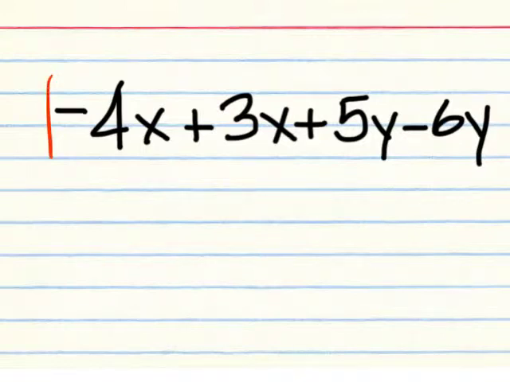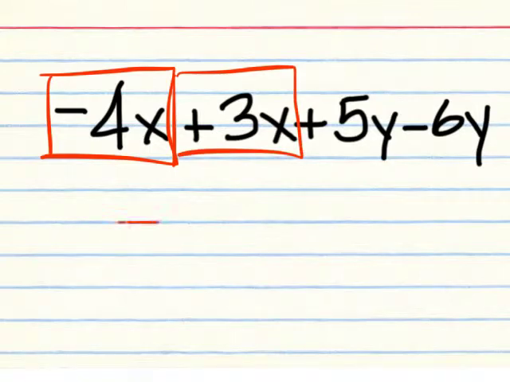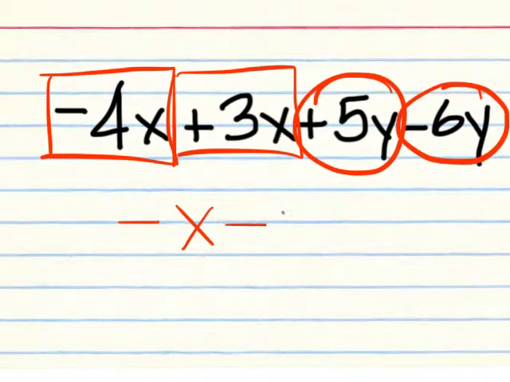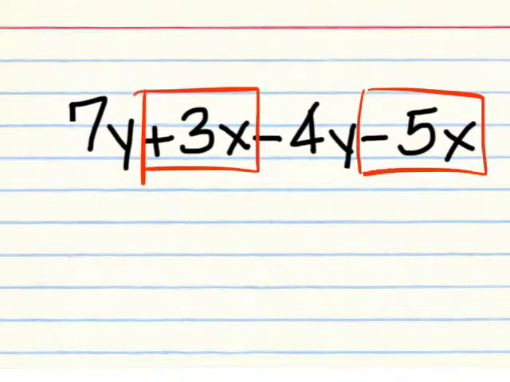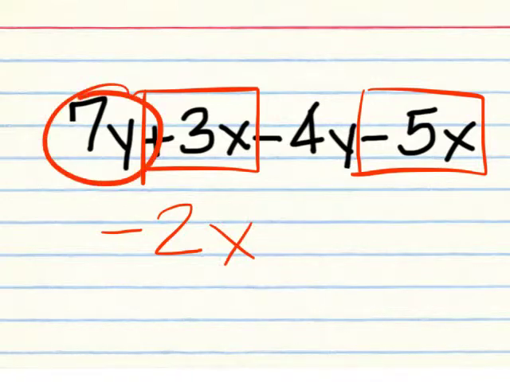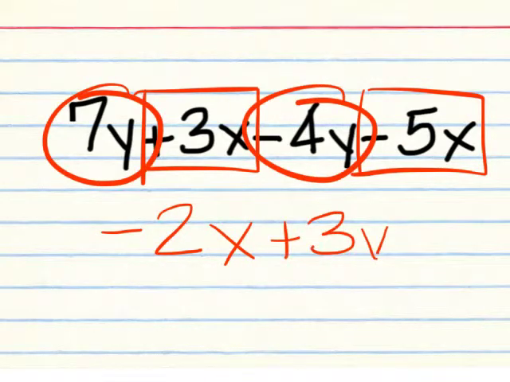Alright, in this one we have x's, so negative 4x plus 3x would be a negative x. And then 5y minus 6y is negative 1y, so you write minus y. Negative x minus y is the answer. We start with the x's, and what do I get when I simplify the x's? Negative 2x. And what about the y's? 3y.